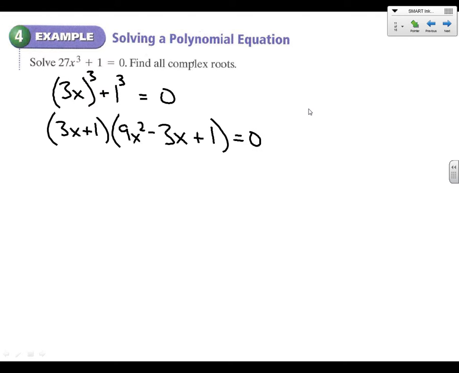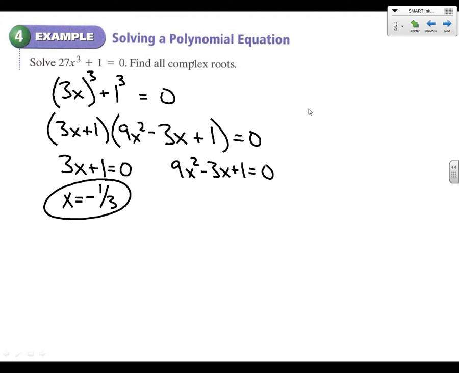That equals 0. All right, we know we can set each parentheses equal to 0. So 3x plus 1 equals 0, and 9x squared minus 3x plus 1 equals 0. We can split them up. The first one's easy. This is going to be x equals, move the 1 over, divide by 3. X is negative 1/3. Second one, a little trickier because it doesn't factor.